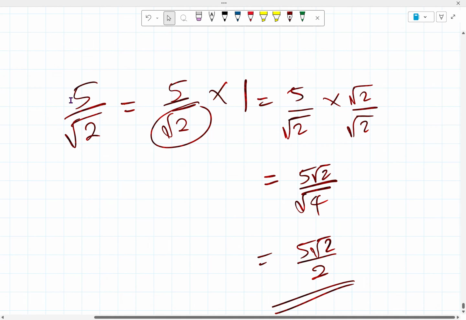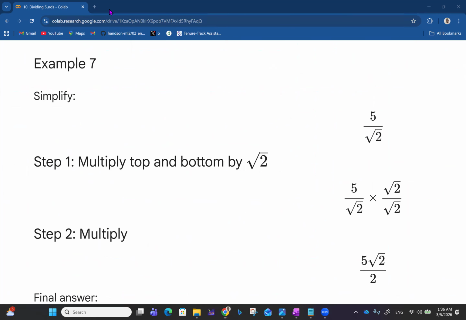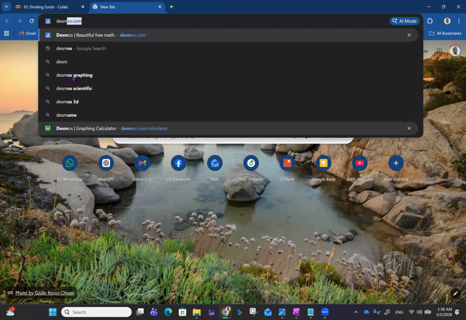In fact, I want to do that with Desmos, 5 over root 2 being 5 root 2 over 2. So let's check that out with Desmos, that they are equivalent expressions, but the second one is easier to handle than the first. So let's go to Desmos.